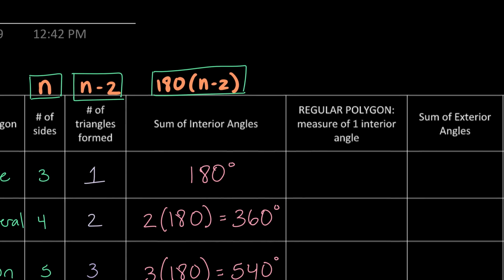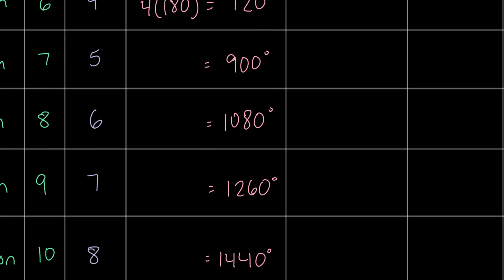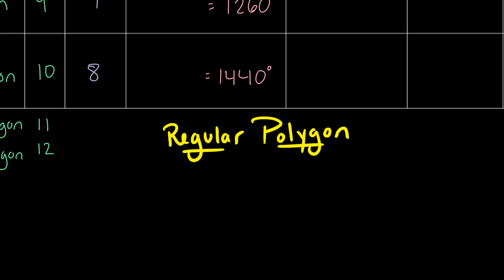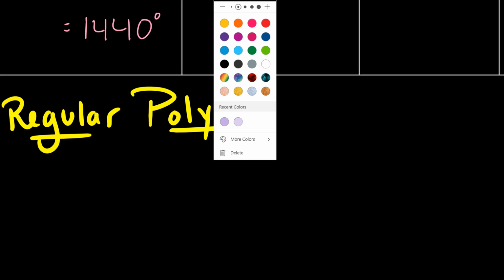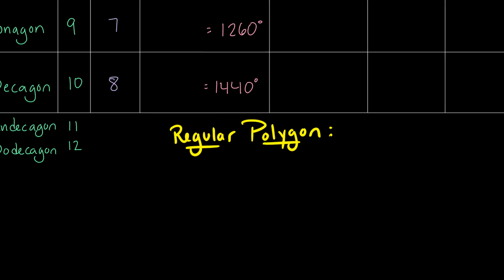So then, next column, we're finding the measure of one interior angle only when it's a regular polygon. So at the bottom here, let's go over what a regular polygon is. Like, were we supposed to find the measure of those? No, we're not finding the measures for those. You don't have to.